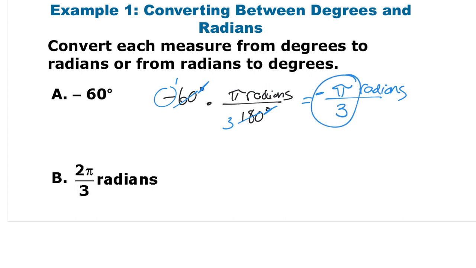A lot of times we won't put the label on it. You'll see that a lot in your book. If you see anything with just pi over something or 3 pi over 4 or something like that, and there's no label, you can assume that it's radians.